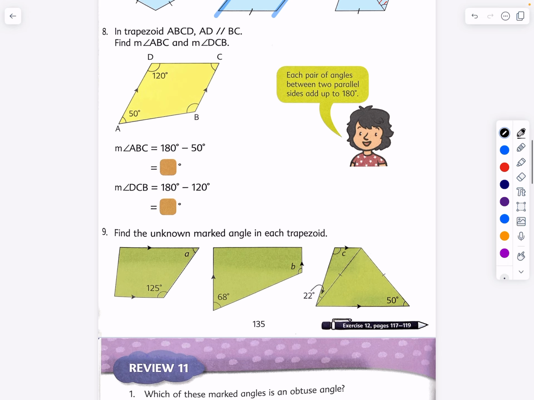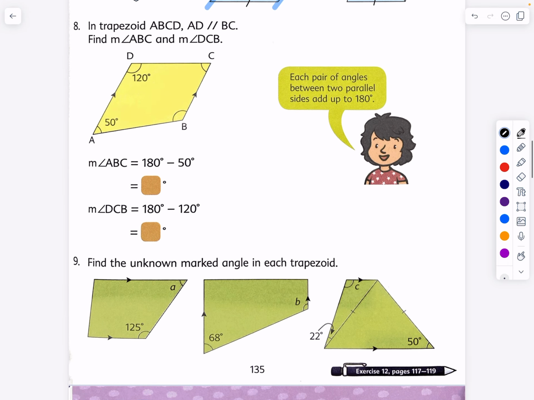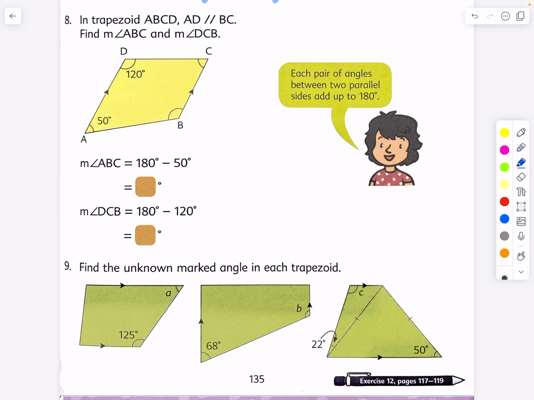Now, problems number 8 and 9 are about trapezoids. It's important to read the instructions. Number 9 is we have a trapezoid. In example 8, we also have a yellow trapezoid. What does it mean to be a trapezoid? At least one pair of sides is parallel. Let's label. It is given that AD is parallel to BC.